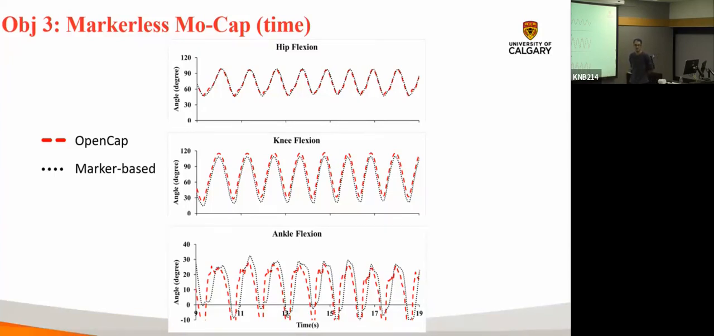So what do you suggest then if you want to compare the result of OpenCap? I don't know which one is the gold standard. The marker-based is the black dotted line. We assume that marker-based is accurate and it is our standard.